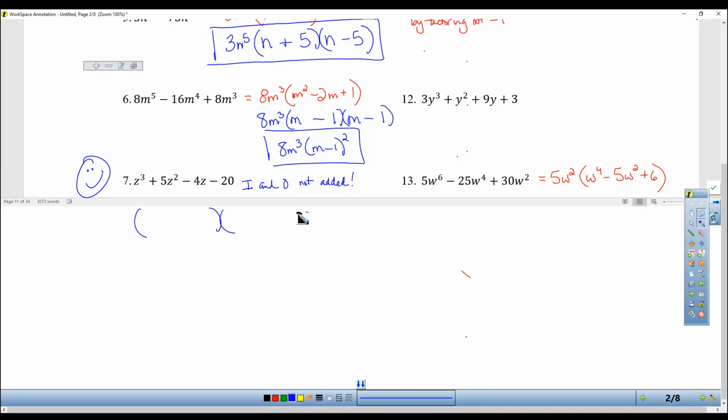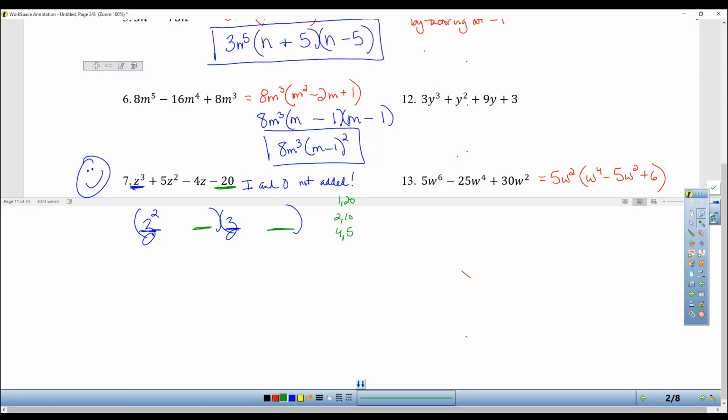So you're still going to do the first times the first makes the first. So it's got to be z squared and z. And then the last times the last is going to make the last. Now you do have some choices for 20. It could be 1 and 20. It can be 2 and 10. It can be 4 and 5.